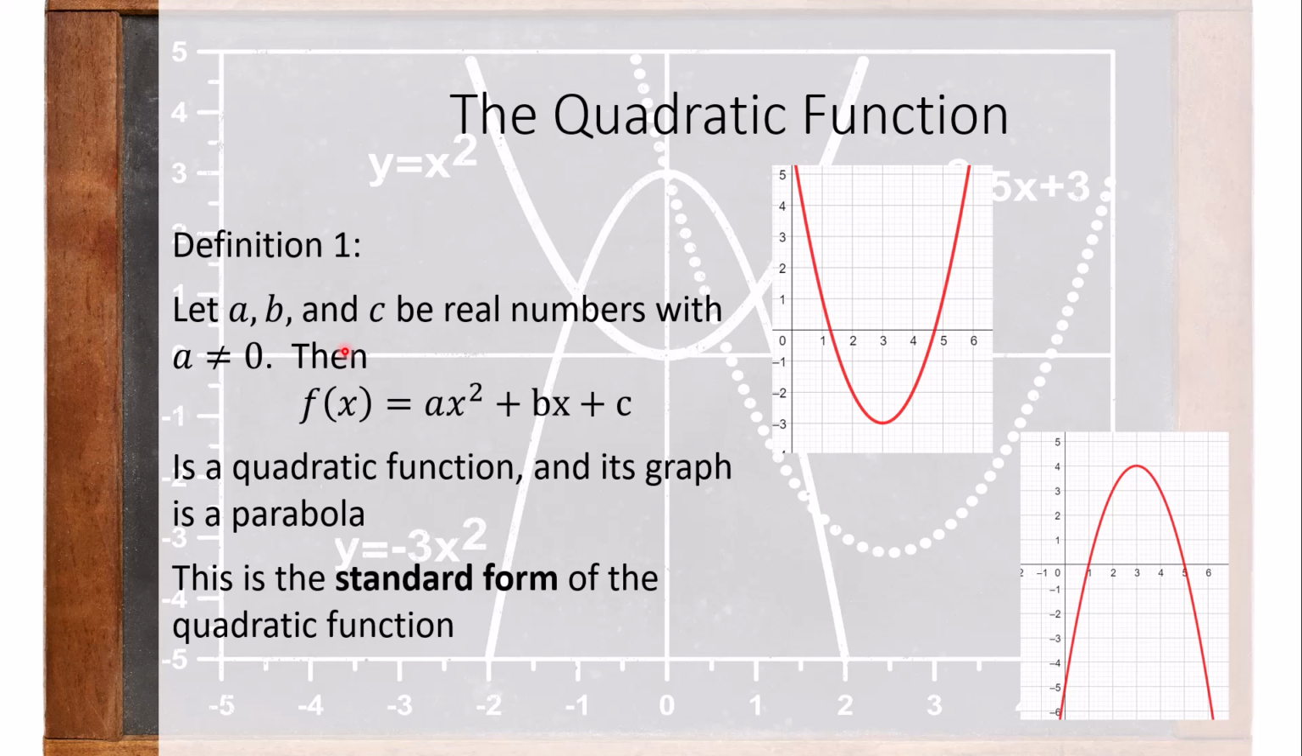Now, why did we say that a cannot be 0? Well, if a was 0, then this term would go away and we would have a linear function, a function whose graph is a straight line. And notice the primary difference between a linear function and a quadratic function. The linear function is a straight line. Hence the word linear function is a first degree function.